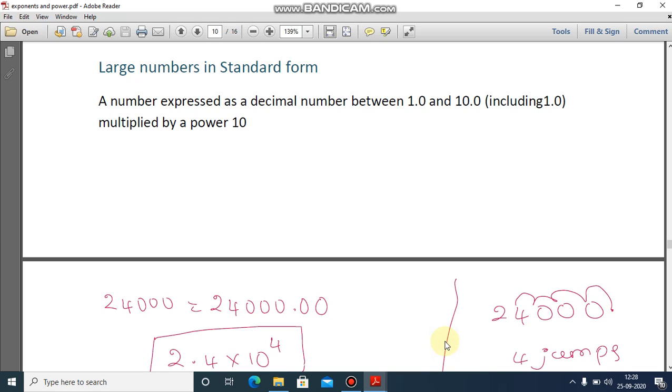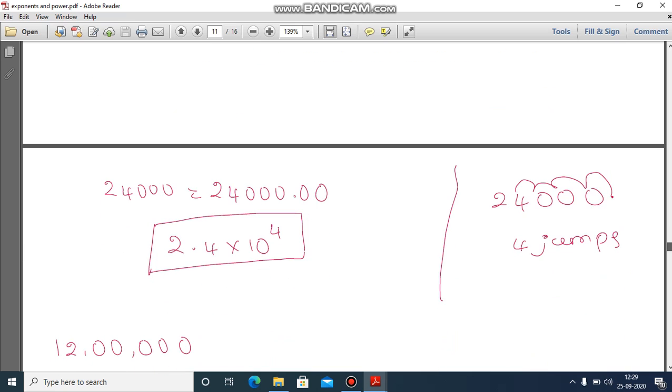Hi, good morning students. Today we move on to the topic that is large numbers in standard form. A number is expressed as a decimal number between 1.0 and 10.0, including 1.0, multiplied by a power of 10. Let me consider one example.